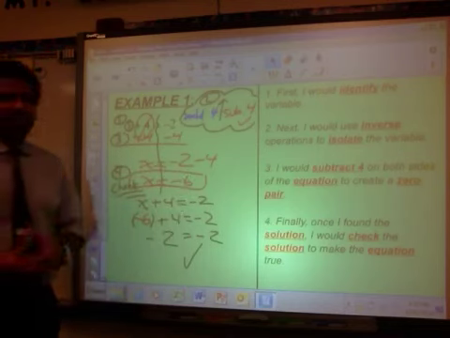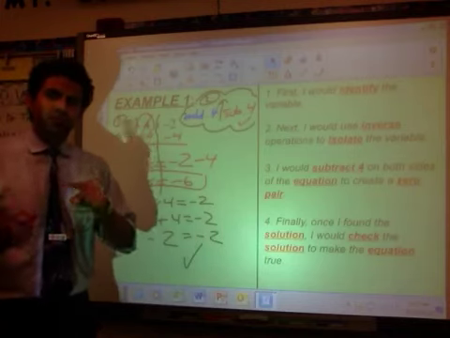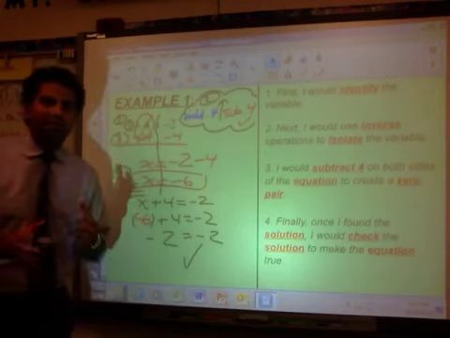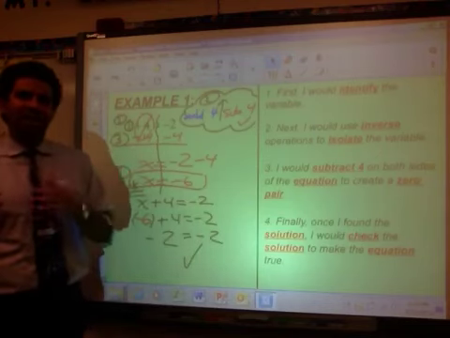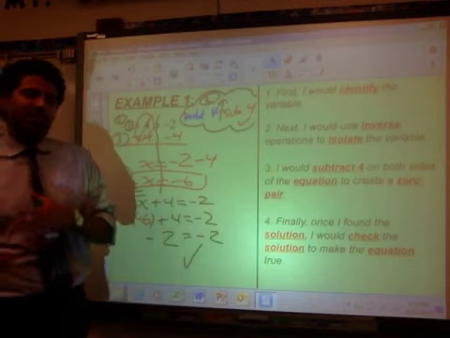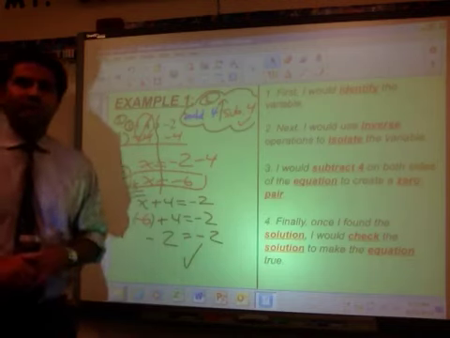Last step, ladies and gentlemen, is make sure you're always checking your answer. Always, always, always. That way you know you're doing the question correctly. There's oftentimes in mathematics where you're doing a question and it's not easy to see whether you got the answer correct or not. But here you'll be able to figure it out.